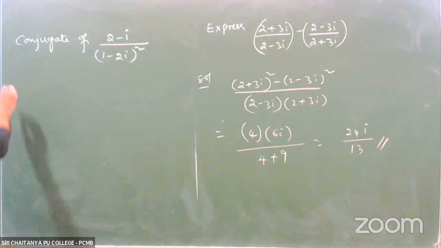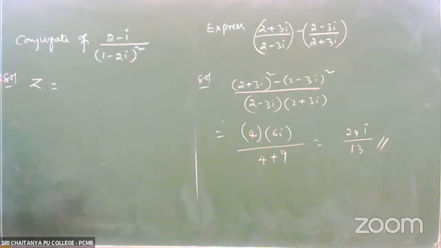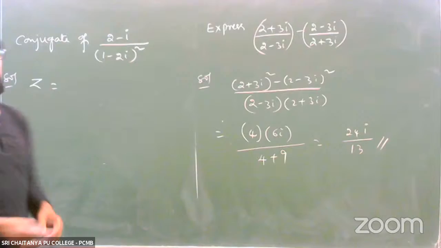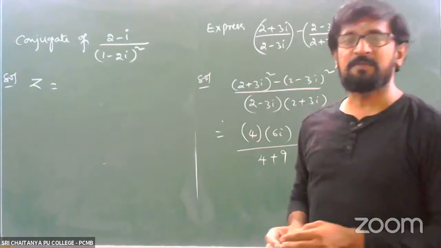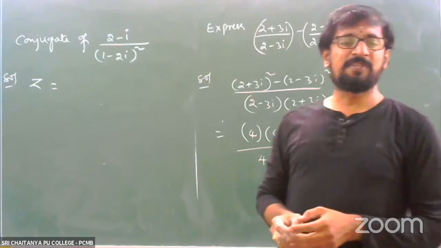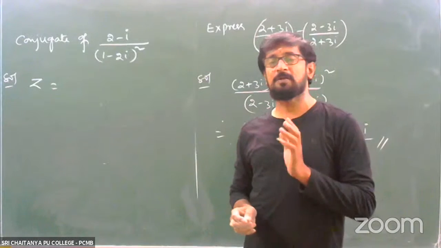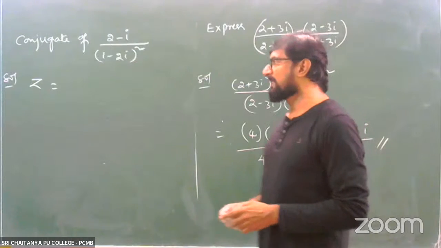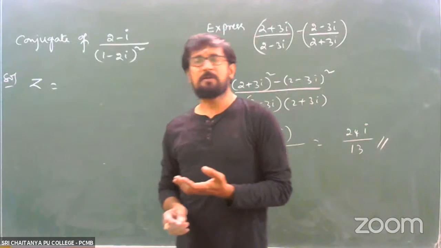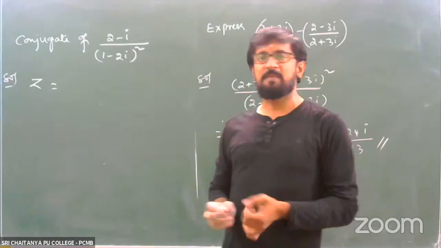He asked you to find out the conjugate of that complex number. First of all, you should write that complex number in a plus ib form. What is the meaning of the word conjugate? If z is equal to x plus iy, the conjugate of z is nothing but z bar. Z bar is equal to x minus iy. So first of all, if you want to write the conjugate of any complex number, you need to write it in a plus ib form.